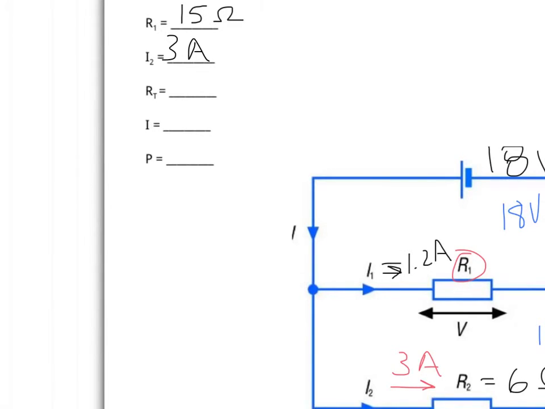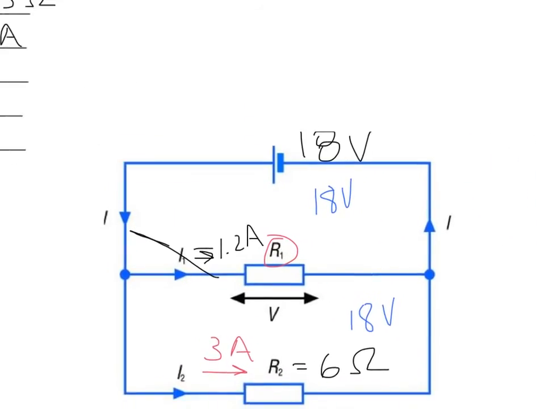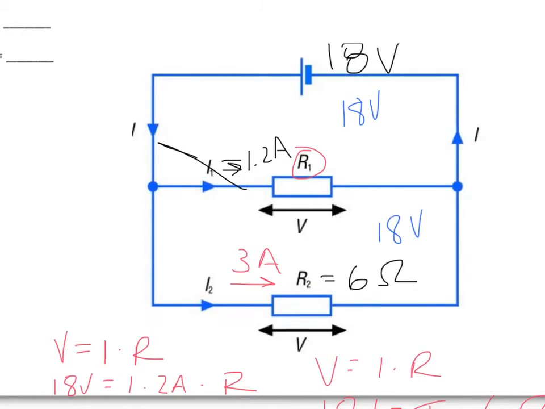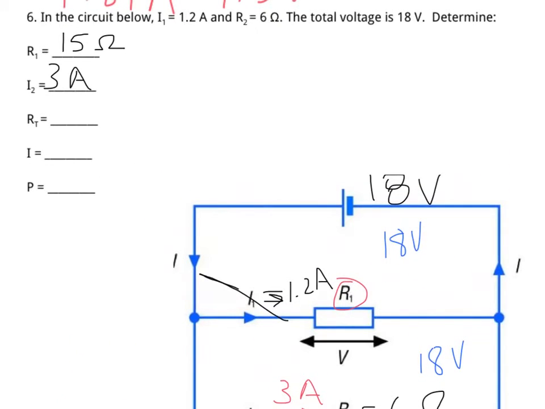The rest of the calculations are all about the total resistance, current, and power in the circuit. So I'm no longer looking at individual items, I'm looking at the overall picture. So let's start by pulling this over again. Finding total resistance in a parallel circuit is using this equation. 1 over RT equals 1 over R plus 1 over R plus however many you got. We just have 2 in this circuit.